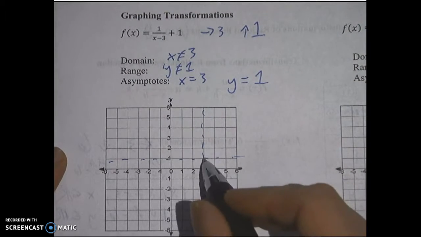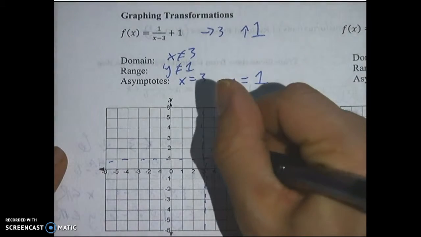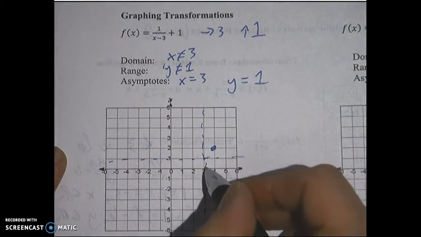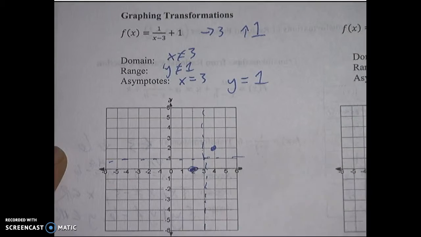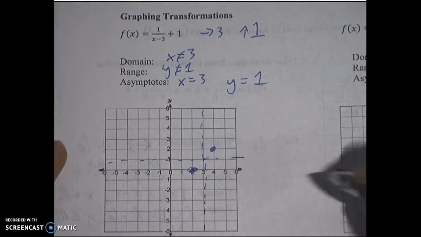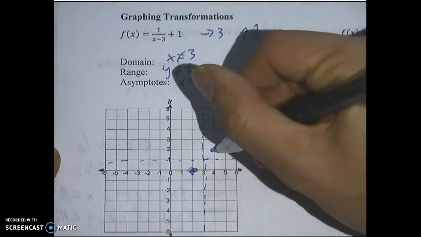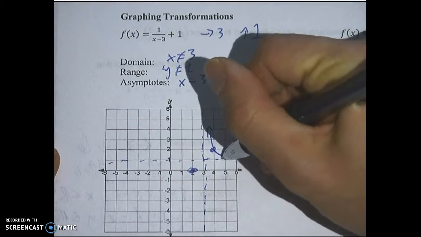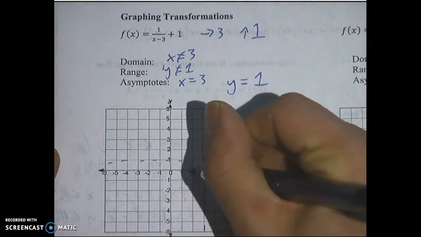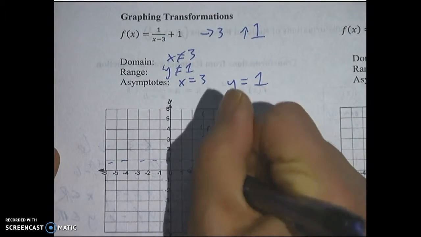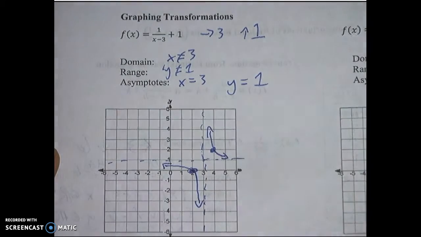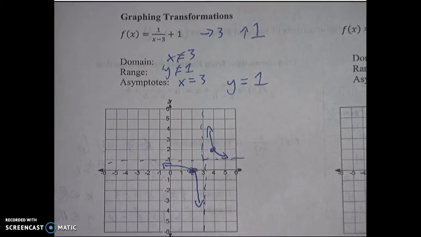From that intersection, you go up 1, right 1, and from the intersection you go down 1, left 1. We want to draw a curve that bends towards the asymptote but never touches it. Same thing over here, a curve that bends towards the asymptote but never touches it. That's all you've got to do.